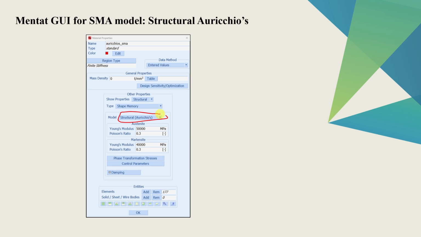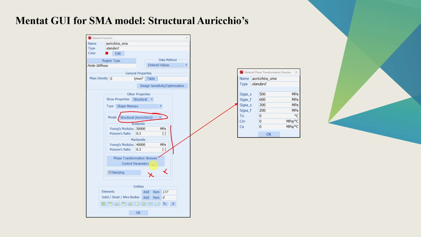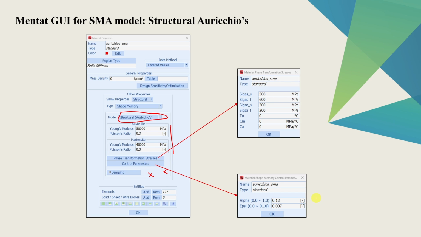Here we have to choose the structural model. Elastic properties are defined over here as usual, and then you can see here we don't have an option for plasticity, we don't have an option for thermal coefficients as we had in the thermomechanical model. Only two things we can define here. First is phase transformation stresses, and then control parameters. Over here also the first 4 values are important.